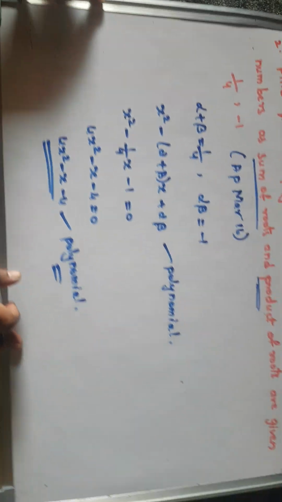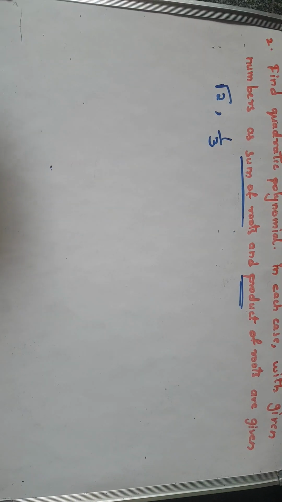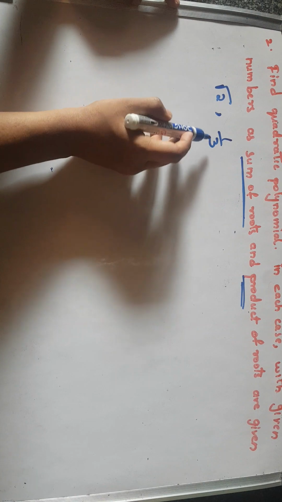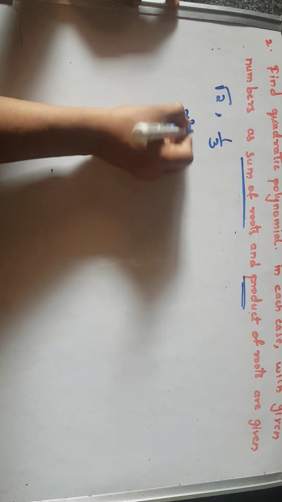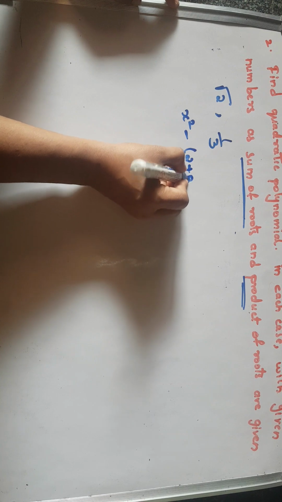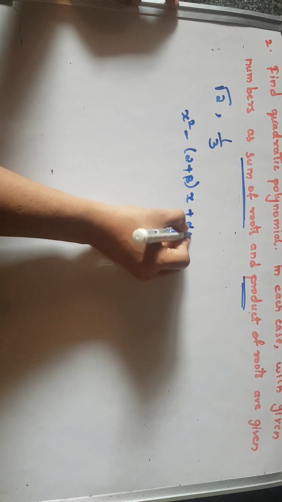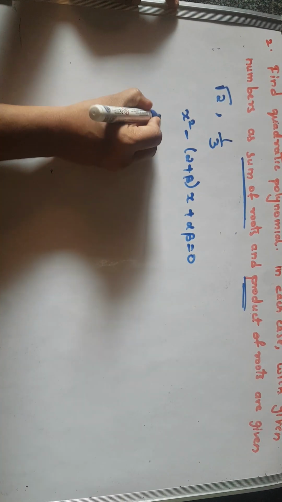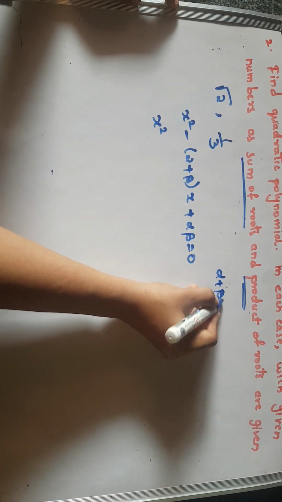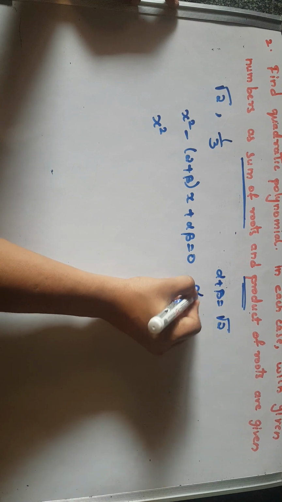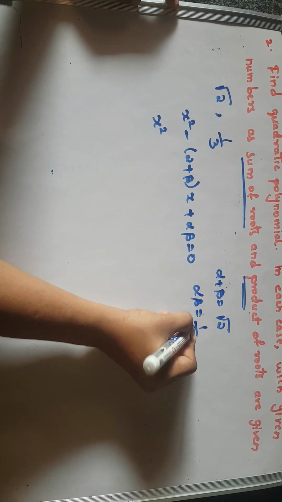I'll tell you another question. The sum of roots and product of roots are given as root 2 and 1 by 3. We can write x square minus alpha plus beta into x plus alpha into beta. Alpha plus beta is given as root 2. Alpha into beta is given as 1 by 3.